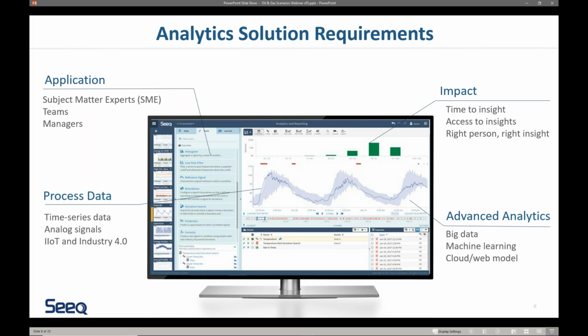When we talk about what data we need to have to be able to get these insights from, that's our time series data.